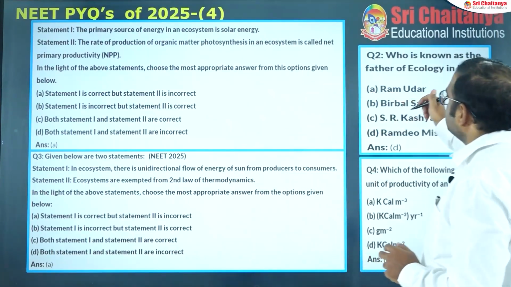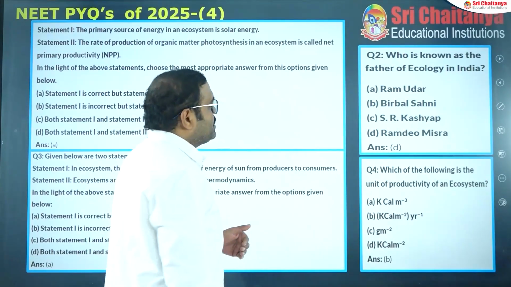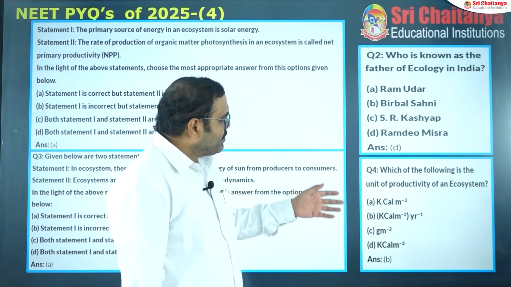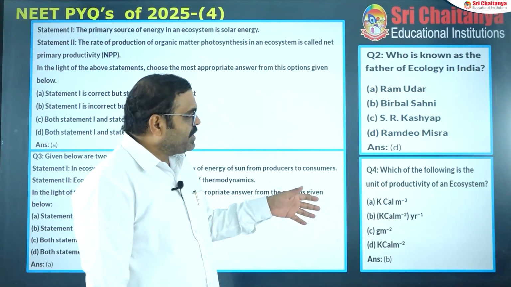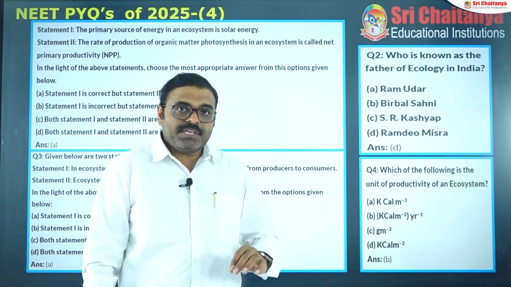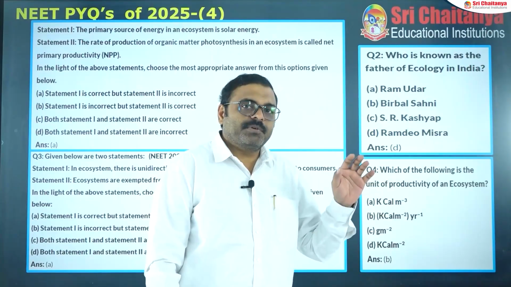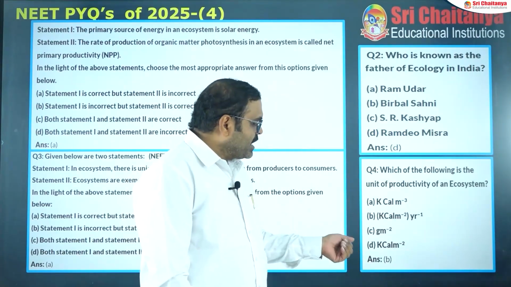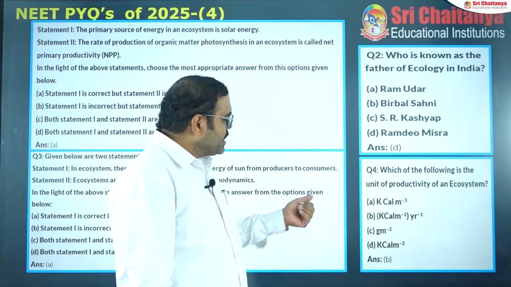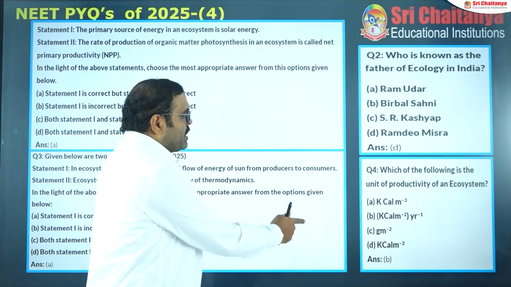Next, here is an ecology based question: who is the father of ecology in India? That is Ramdeo Misra. And next one is, which of the following is the unit for productivity of ecosystem? Here most of the students make mistakes. Productivity is different from the production component. Primary production can be valued in kilocalories per meter square, but productivity means the rate. That means kilocalories per meter square per year is the correct answer.